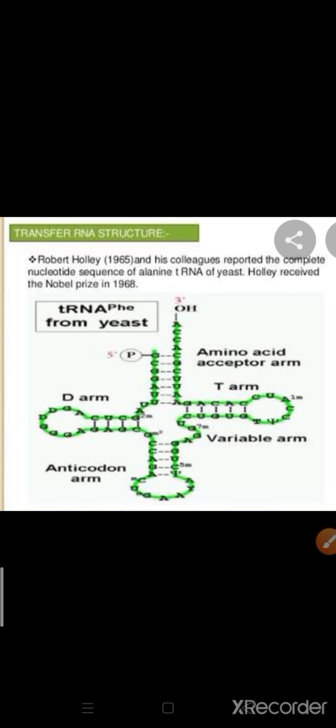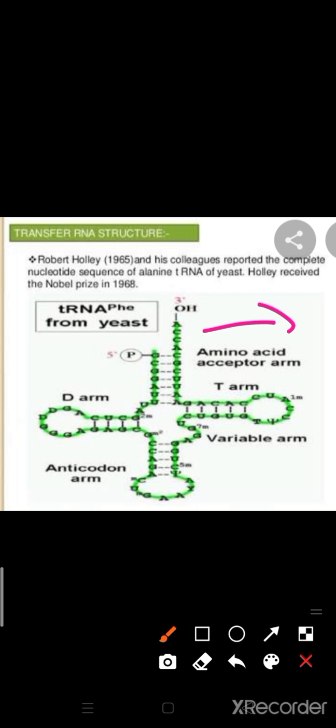And what is the largest RNA? Yes, rRNA is known as the largest RNA. As on your screen you can see that one structure is there. If you open this structure from this side and from this side, you get a single strand.